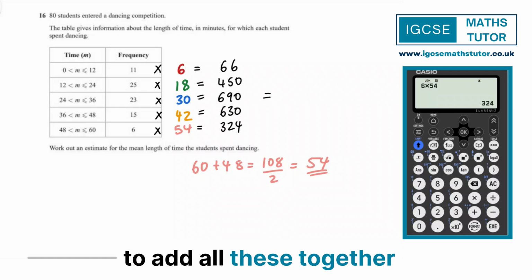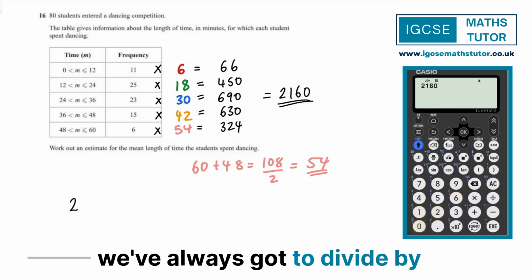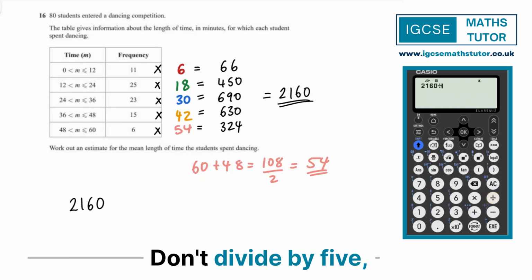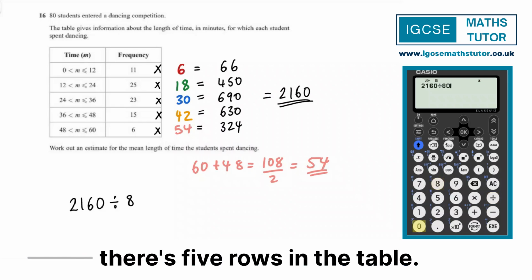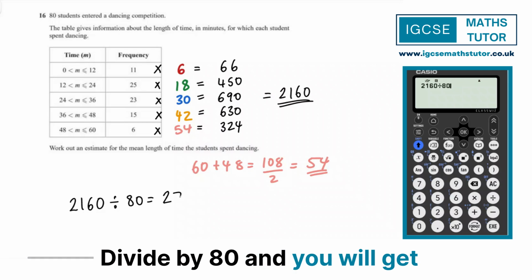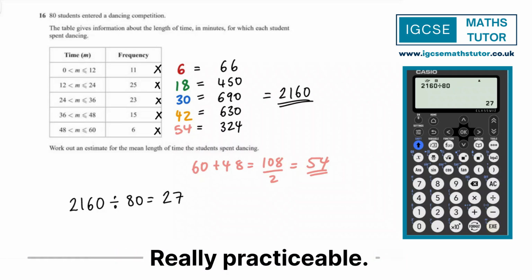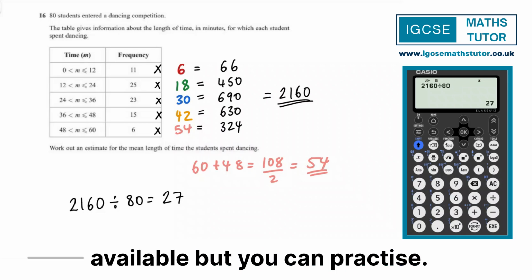We're now going to add all these together to get 2,160 minutes. And the final step, we've always got to divide by the total with the mean. How many students were there? Don't divide by 5, which I see all the time because there's 5 rows in the table. Divide by 80, and you will get 27 minutes as your answer. Really practicable. That's called estimating the mean from a table. If you're unsure, there's lots of worksheets available where you can practice that.